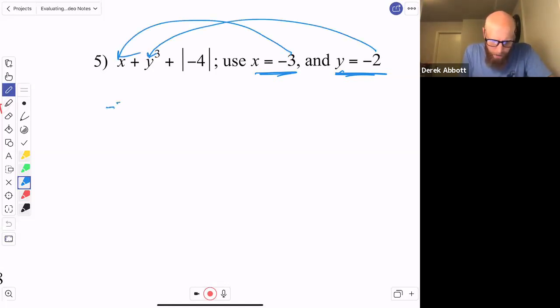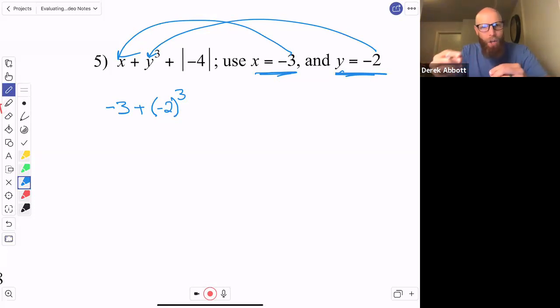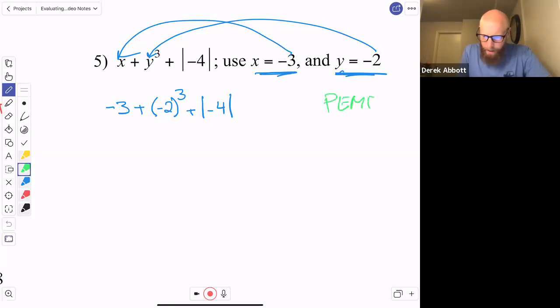So I'm going to go -3 plus. Now that's a -2. I'm going to put parentheses on it just so you can see that the whole -2 needs to be cubed, right? So it's -2 plugged in, cube it. Plus absolute value -4. So your first job, substitute. Now let's start thinking about PEMDAS. Right? Over and over and over again, we are going to do this again and again and again. Okay, so here we go.